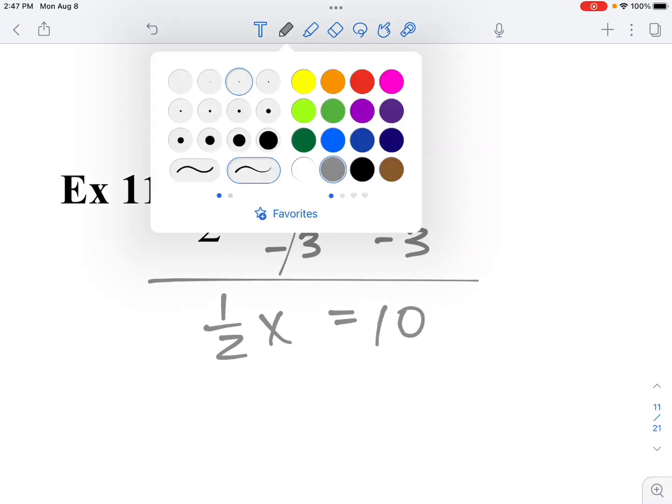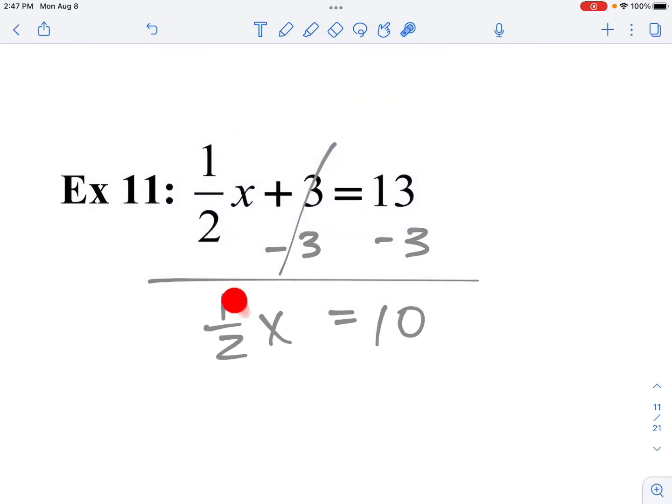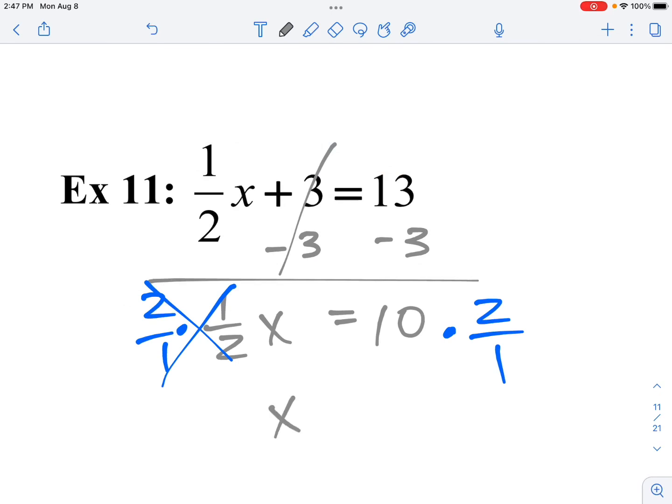Now here's what I'm talking about multiplying by the reciprocal. The opposite of 1 over 2 is 2 over 1. And I'm going to do that on each side of the equation. When you take 2 over 1 times 1 over 2, that cancels. That's what the reciprocal does, and that's why it's awesome. So all I have is x left on the left side.